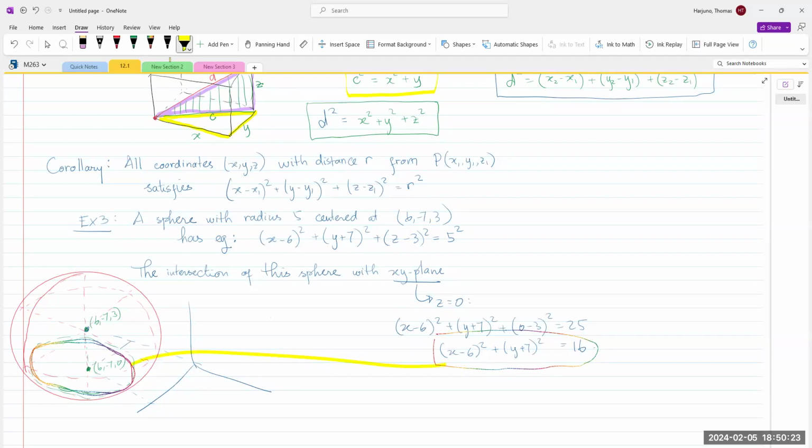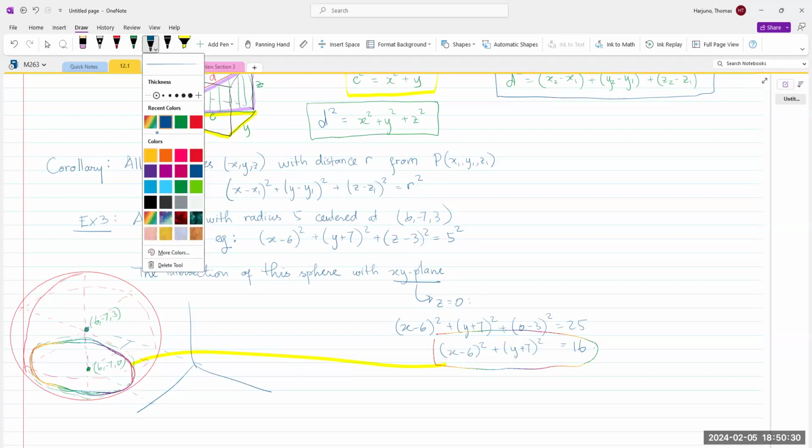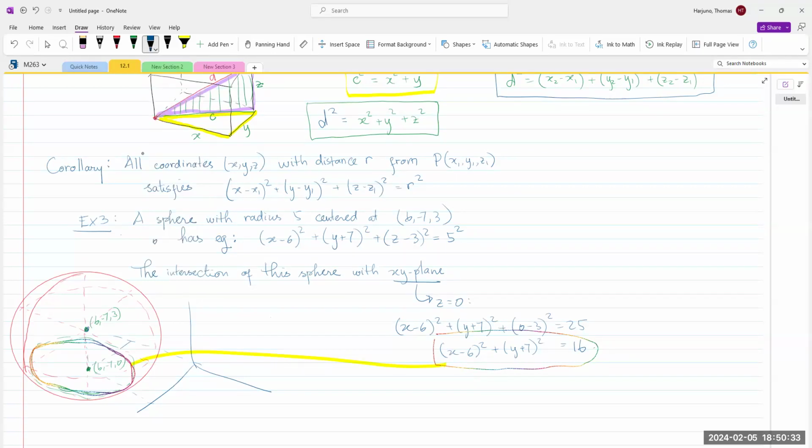Actually, furthermore, we can do something else. We had the first question earlier about what is the equation, and the second part was what is the intersection. We can talk about something else, for example, what is the projection of the sphere onto the xy plane.